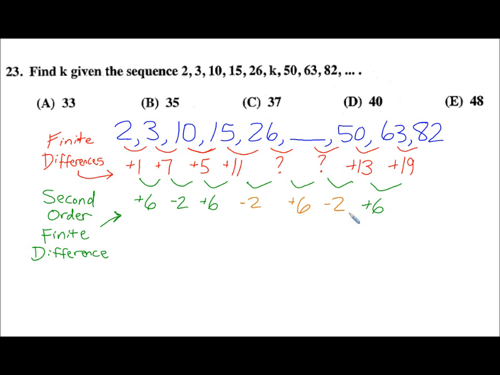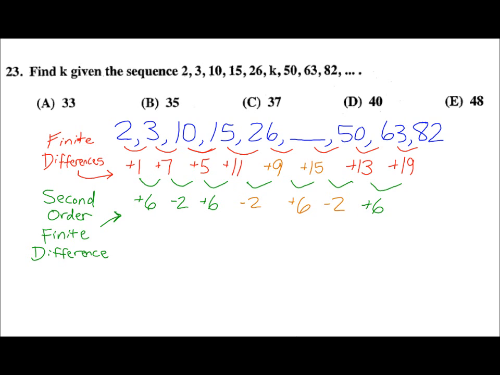So let's go ahead and work backwards from here. Assuming this is a minus 2, this means the next finite difference here in red is going to be plus 9. And then if this is plus 6, the next one will be plus 15. And what do you know? If we do minus 2, we end up with 13, plus 6, we get 19. So it appears that we interpreted that pattern correctly with the second order finite differences.